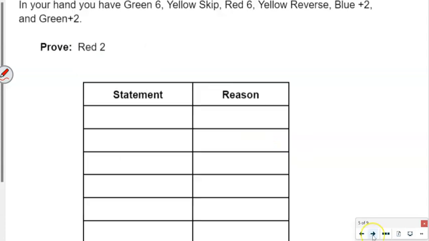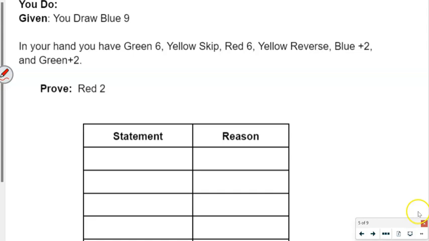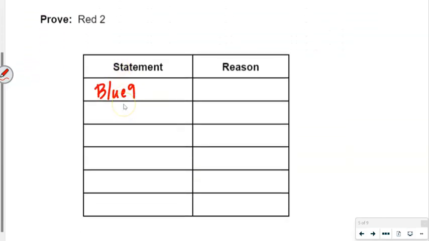Now I want to see if you guys can do this with this statement right here in your hand. On this one, it says you draw a blue 9, so obviously we're going to put the blue 9 here. Then you have these cards in your hand, and you're going to prove that you have a red 2 at the end. The red 2 is going to be right there. Let's see if you guys can go ahead and do this just like we did the one before. Come back to me when you're done.